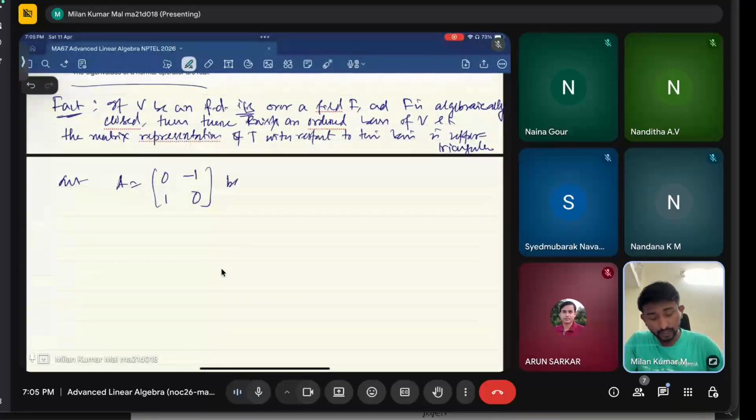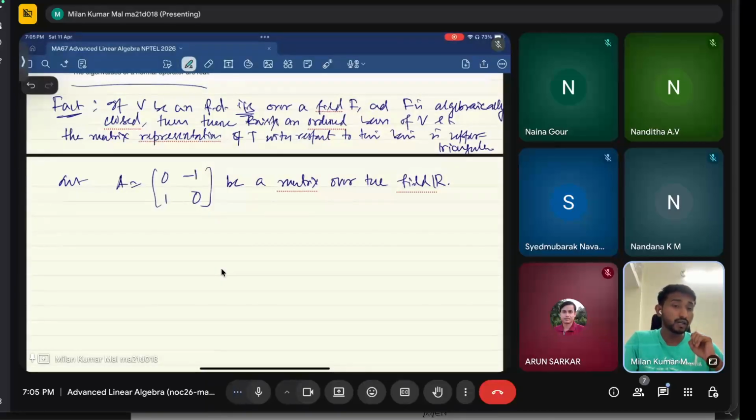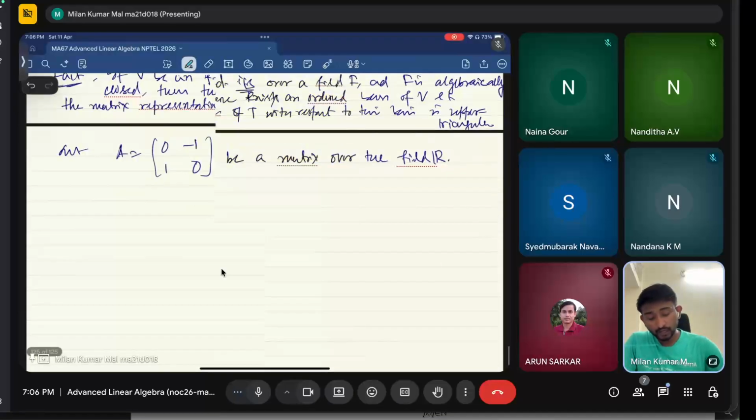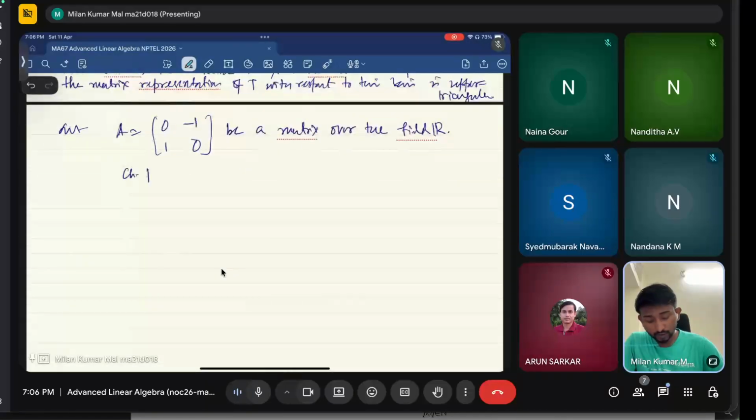Let A be a matrix over the real field R. Then my point is that A is not upper triangular. I mean, there is no basis such that you can change it to an upper triangular matrix. Why is it not possible? If you consider the characteristic polynomial of A, then it will be the determinant of A minus xI, that is, the determinant of (-x, -1; 1, -x).